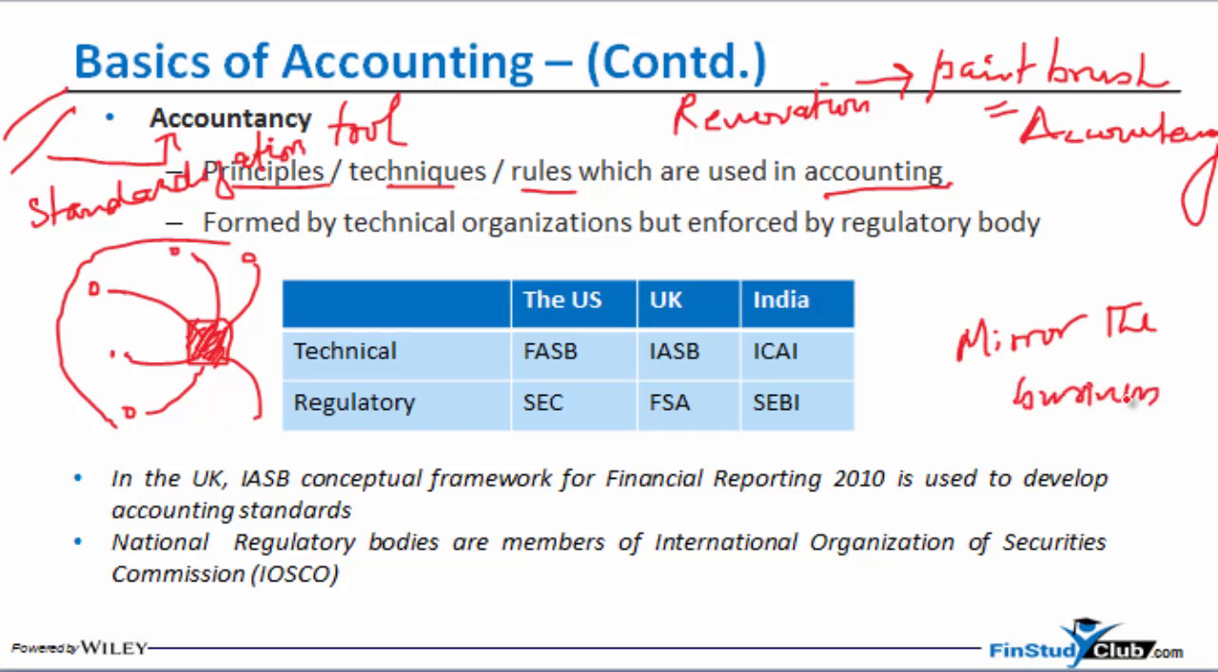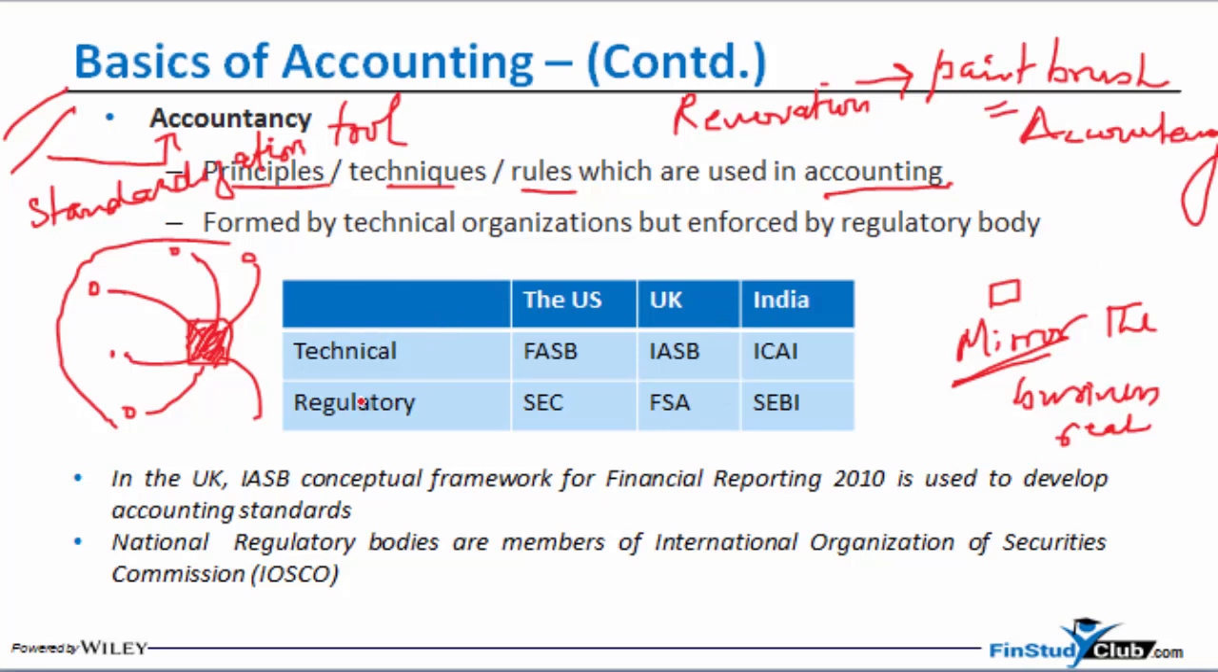That's my genesis of making good accounts. Whatever is happening on the ground should be mirrored by my accounts. So if the same thing is happening, then the business accounts should also mirror the same thing. That's my point, and therefore I need standardization.